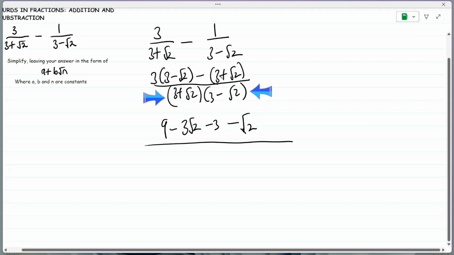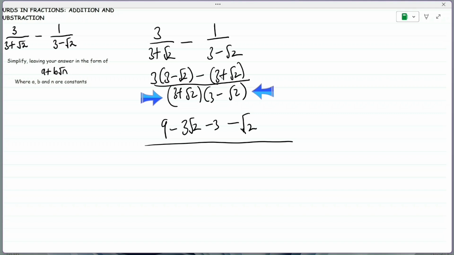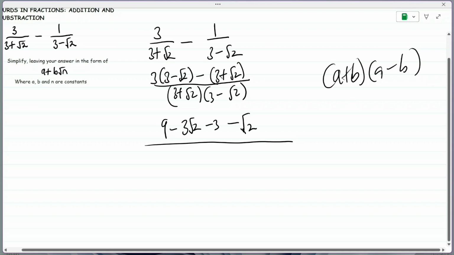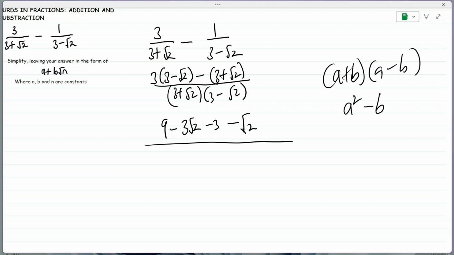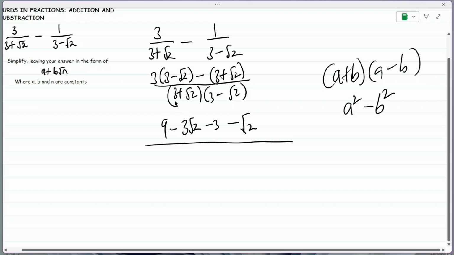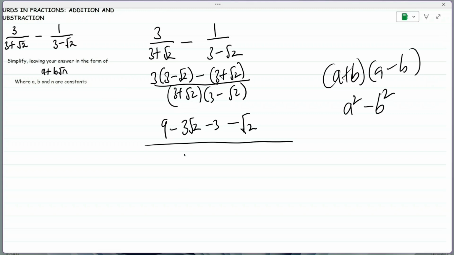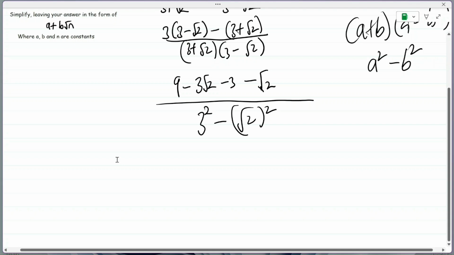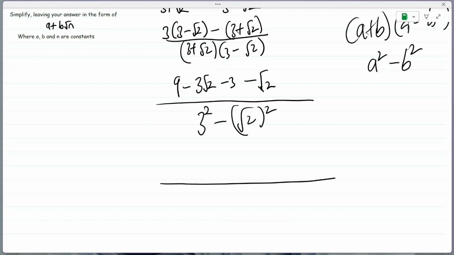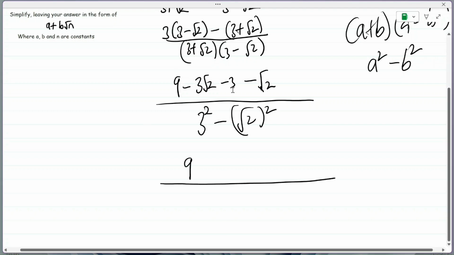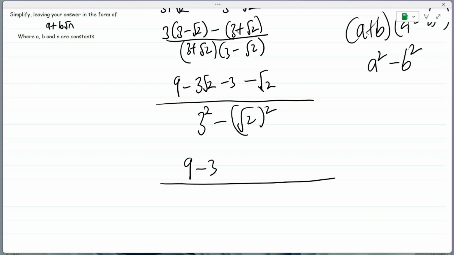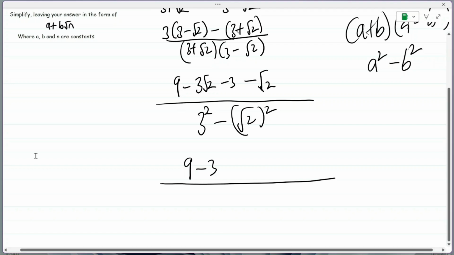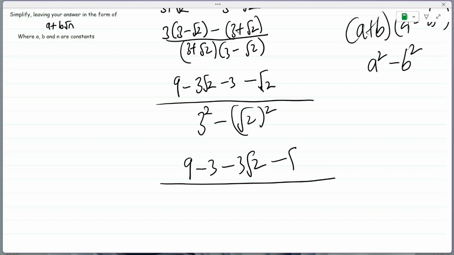Next, we know that this is a difference of 2 squares. The concept behind difference of 2 squares is a plus b, a minus b, the same thing as a square minus b square. Now, the a in this case is 3 and the b is root 2. So we have it as 3 square minus root 2 square. At the numerator level, we collect like terms. We rule our line, 9, then this 3 owns this minus 3, then you have minus 3 root 2, minus 3 root 2, then behind you have minus root 2, we collect like terms.